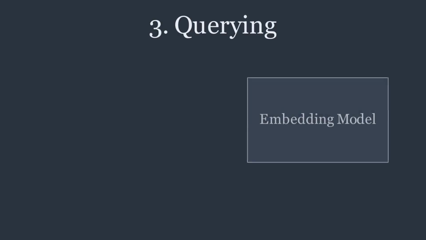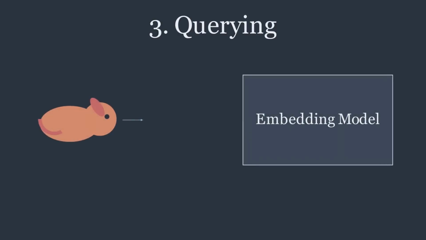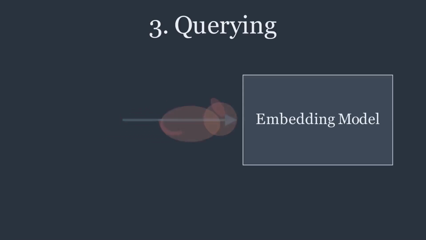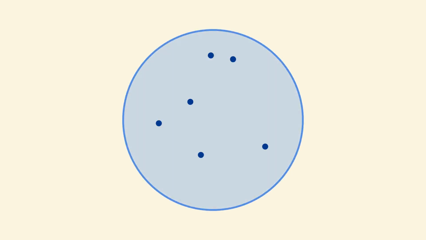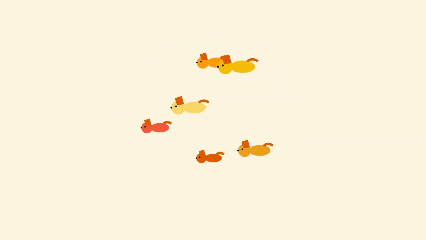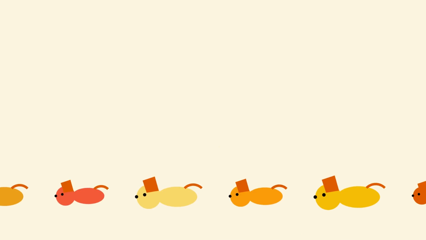And finally is querying. When you make a search, your query is also converted into a vector using the exact same model. The database then takes this query vector and, using its super fast index, finds the vectors that are the closest to it. The database then returns the original items associated with those nearest neighbor vectors, and voila.